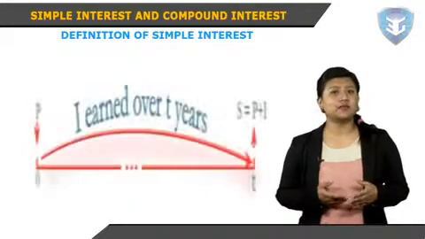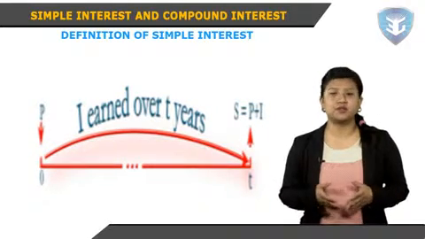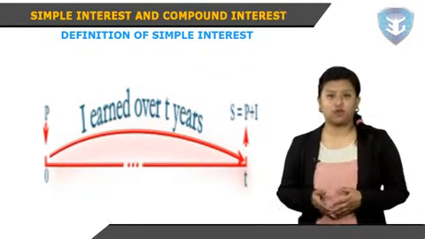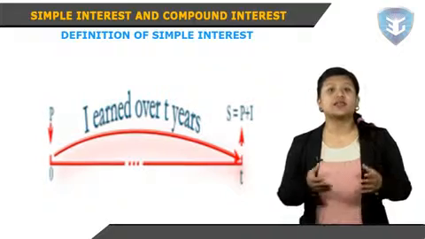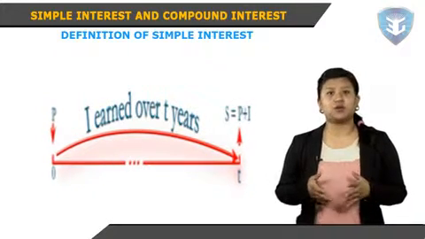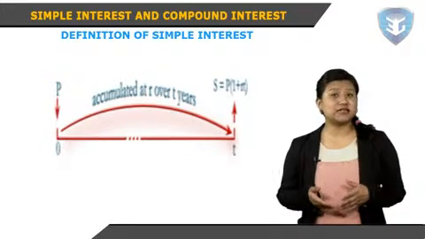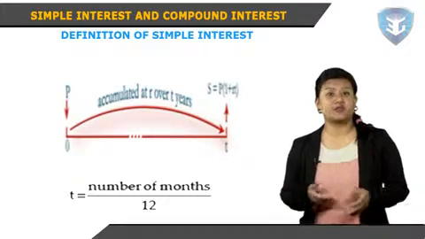The factor 1 plus RT in Formula 2 is called an accumulation factor at a simple interest rate R, and the process of calculating S from P by Formula 2 is called accumulation at a simple interest rate R. We can display the relationship between S and P on a time diagram. Also, the time T must be in years. When the time is given in months, then T equals number of months by 12.